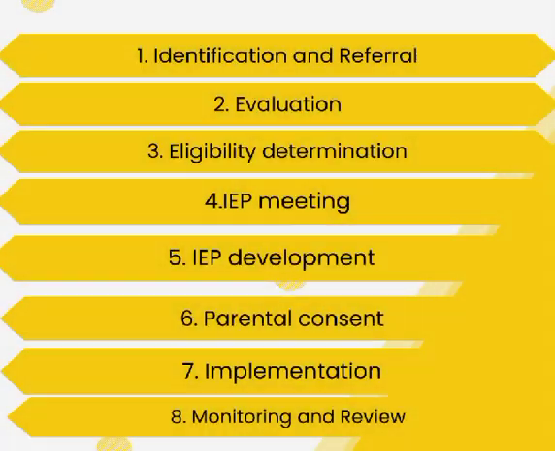The IEP process could be challenging, especially when you don't have an idea of the steps involved. So, to remind us of the IEP process, they are 1. Identification and referral, 2. Evaluation, 3. Eligibility determination, 4. IEP meeting, 5. IEP development, 6. Parental consent, 7. Implementation, and 8. Monitoring and review.